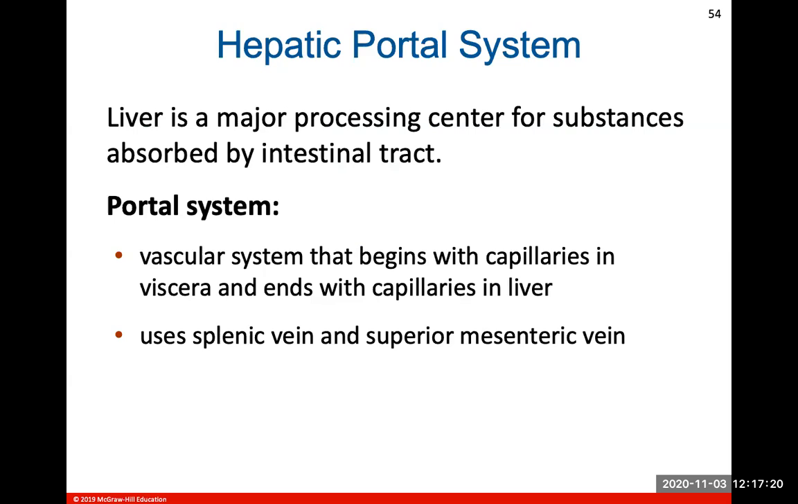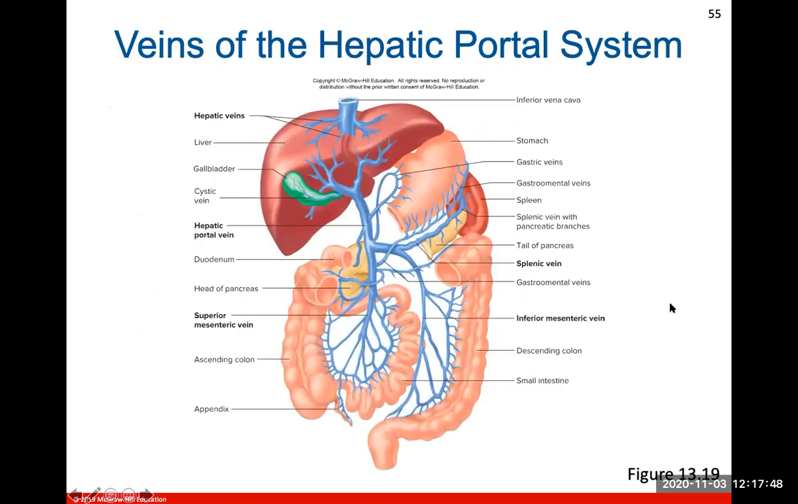The hepatic portal system. The liver is a major processing center for harmful substances, drugs, and alcohol absorbed by your GI tract. So it has its own drainage system, and we call it the hepatic portal system. It's the vascular system that begins with capillaries in the viscera or anywhere else in the body, like around your digestive tract, and ends with capillaries in the liver. It uses the splenic vein and the superior mesenteric veins.